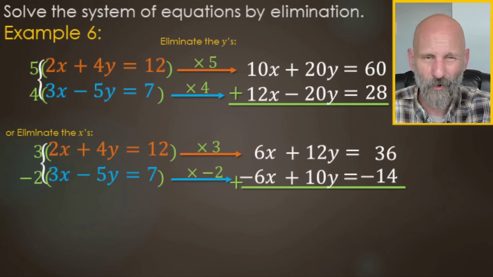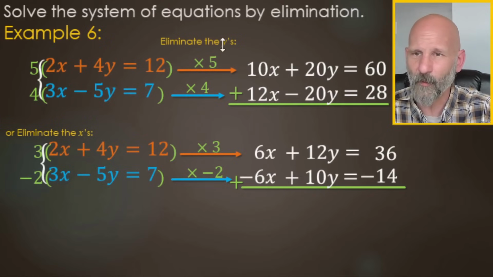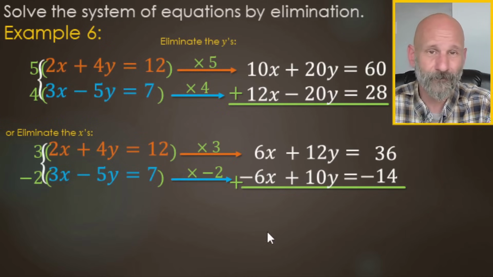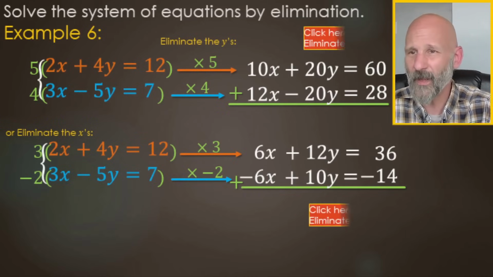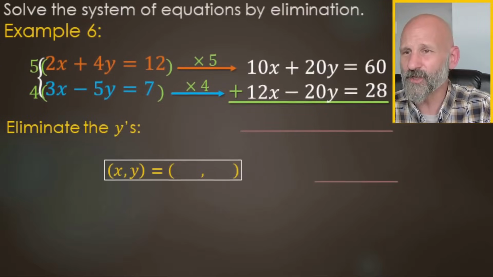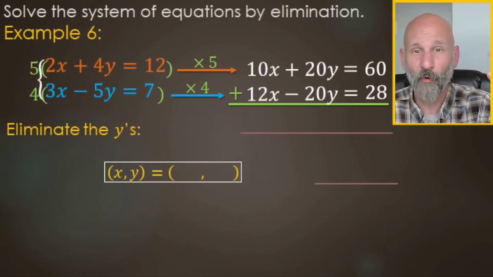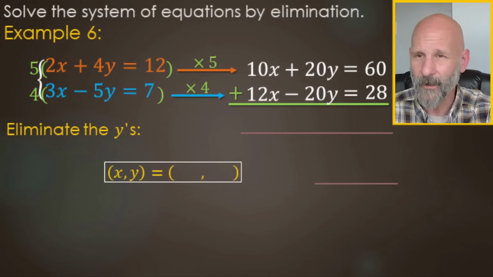You'll get them in a different order, because on this top one, you're eliminating the y's, so you'll solve for the x's first. And on the bottom one, you're eliminating the x's, so you end up solving for y's first. But anyhow, on this one here, we'll just go ahead and eliminate the y's. Okay, so here we go.